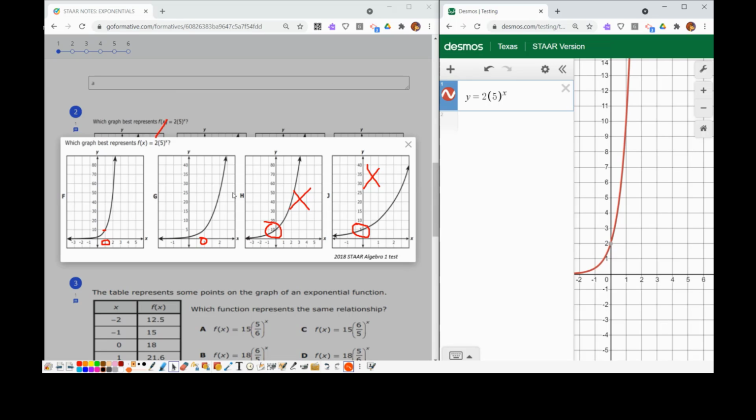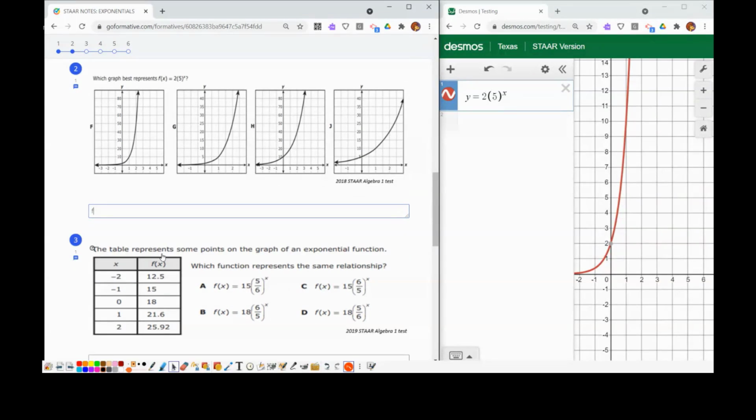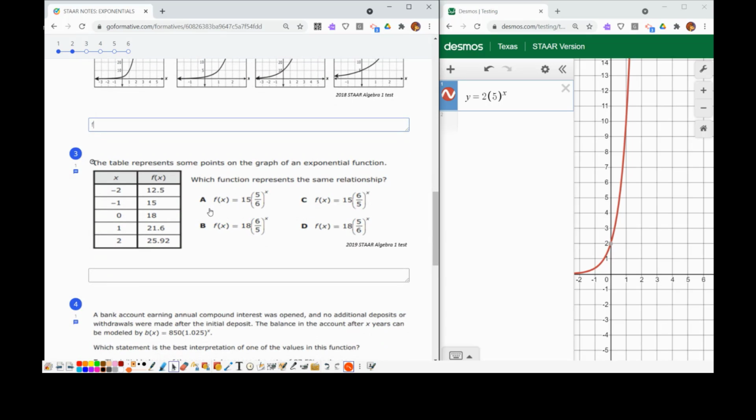So that means my answer is going to be letter F. So letter G is incorrect, because this height right here is height 5, and this one is height 10. And we know that this is going to be height 10. So my answer for number 2 is letter F. So let's go ahead and enter that. All right, very good. Let's go on to the next problem.